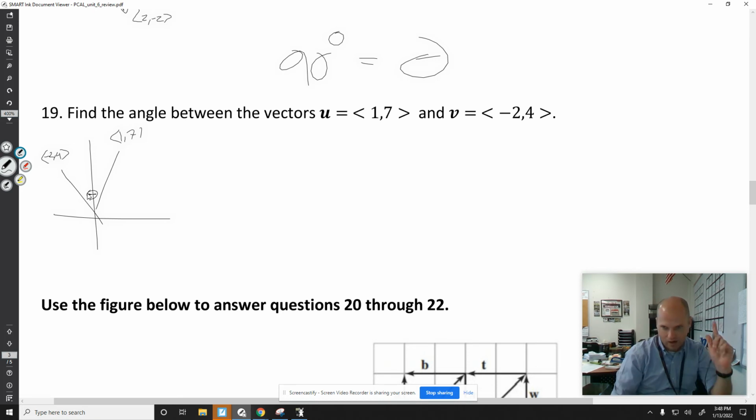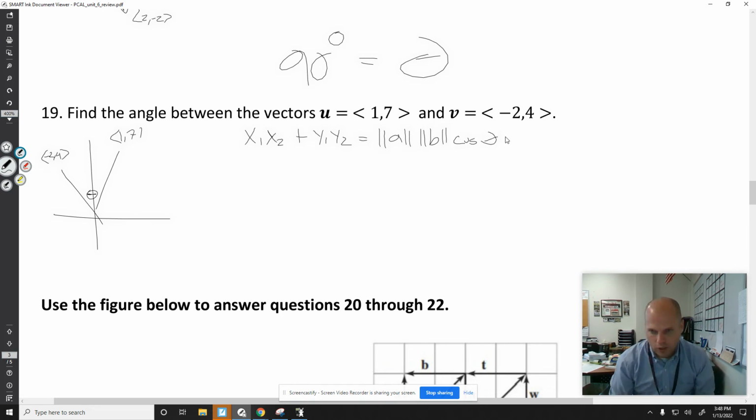Okay. All right. We could have dot product one way equals dot product other way. Solve for cos theta, cos inverse both sides. Let's do that. Let's find the dot product using the components. -2 plus 28 is 26. Okay, 1 times -2 is -2. 7 times 4 is 28.